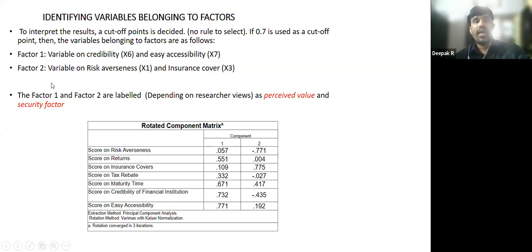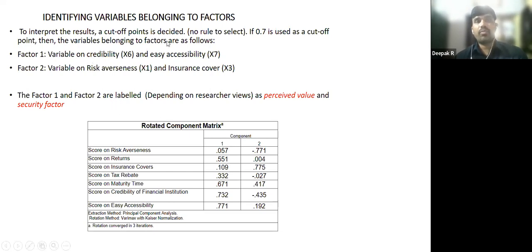Now, since these are the underlying constructs, what we are trying to do when we build the models is go for an exploratory factor analysis, where we explore and say which variables are part of the factors. Then depending upon which variables are part of these factors, you will be able to label them.